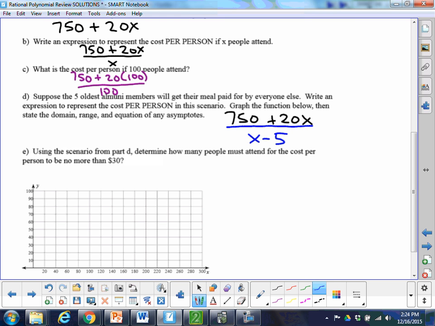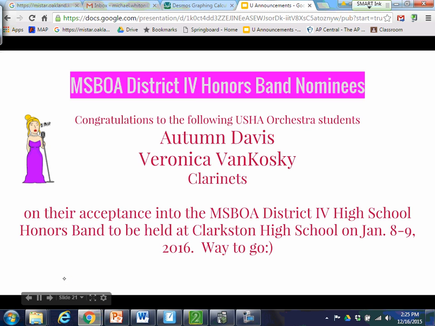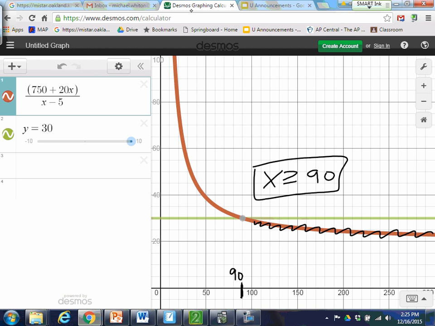So just think again, that total cost, the numerator, is divided by x minus 5, right? Because 5 people aren't paying. If we wanted to graph that function, I'm going to show it on Desmos. You guys could use your calculator and set up the window appropriately. It ends up looking something like, let me go to Desmos. It ends up looking something like that.